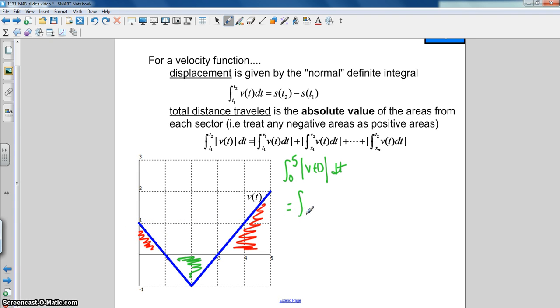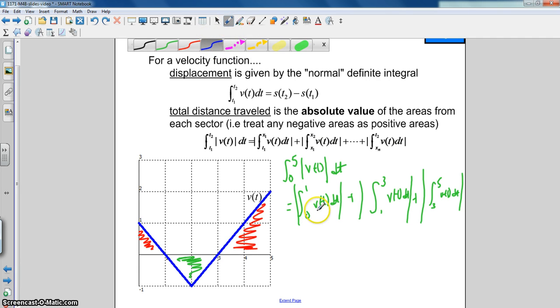So we're going to have the integral from 0 to 1 of v of t dt, and then absolute value of that, which it already is positive, so it's kind of redundant. And now we're going to add the absolute value of the area from 1 to 3 of v of t dt. And then finally we're going to add the integral from 3 to 5 of v of t dt.